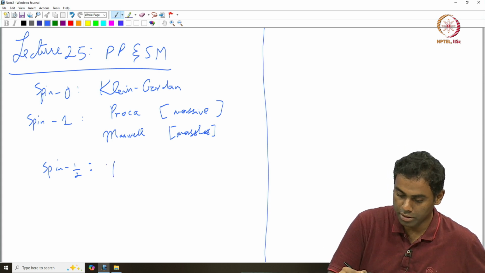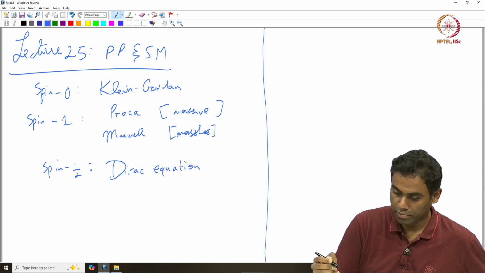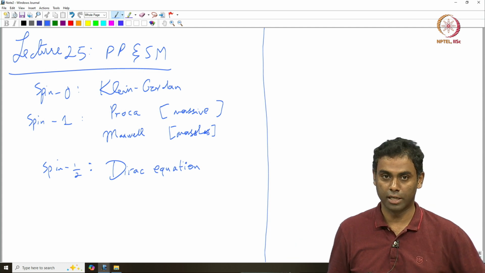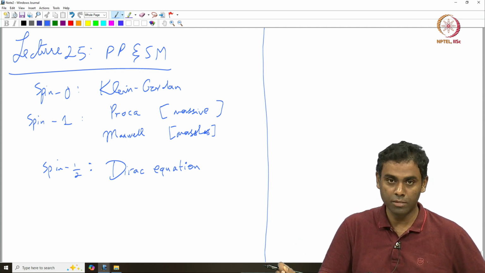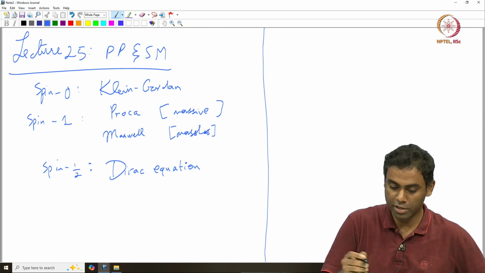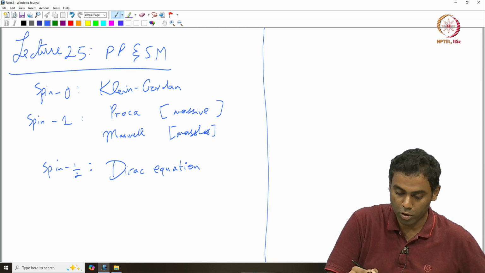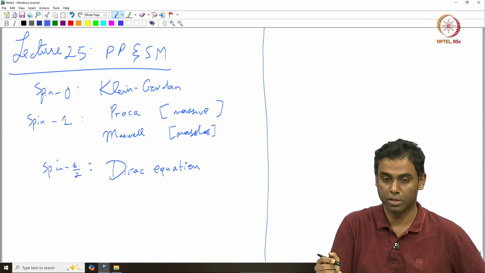And what is this equation? It is the Dirac equation, that is the equation of motion for which we are going to construct a Lagrangian in this lecture, alright. Now, let me give you some historic background for this equation, because there is a lot of confusion about what this is. Dirac himself was very confused about it, okay.